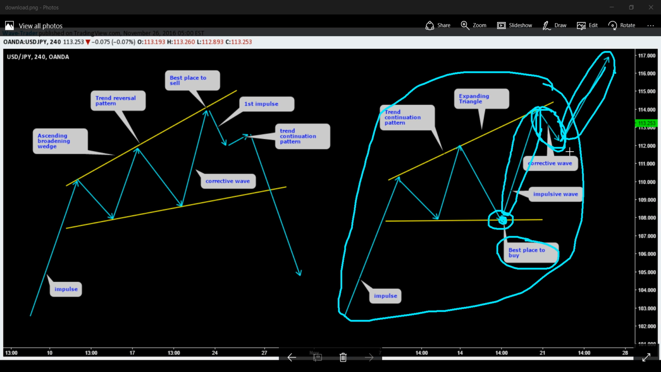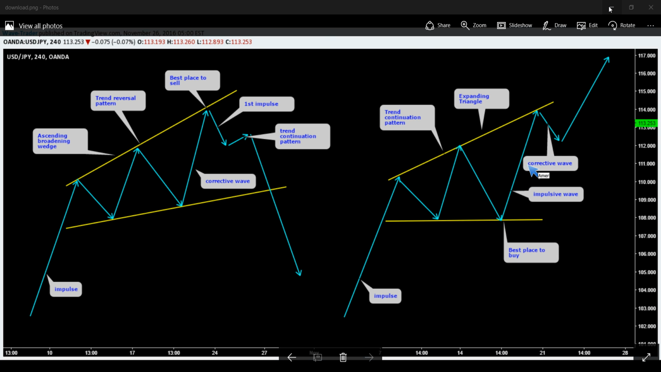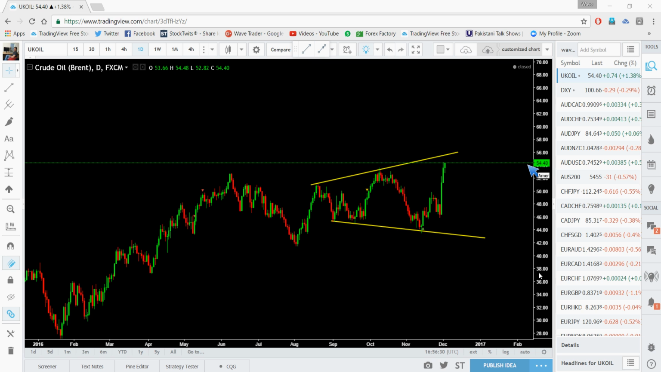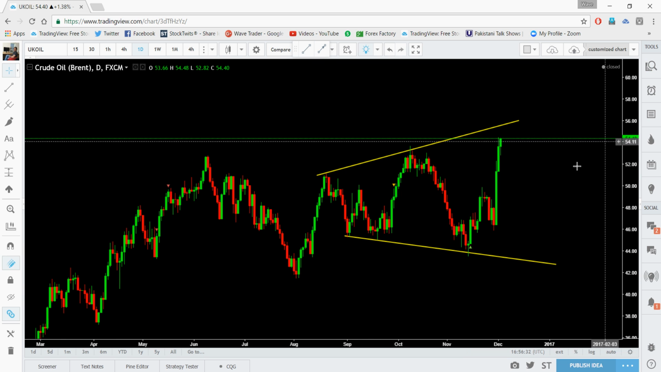If we see this wave as an impulsive wave to the downside, then definitely we're going to look for the reversal to the downside. This is the specific part we're going to look for. The previous wave is a strong impulsive wave, which is giving a signal that price can continue to the upside. This is the pattern we found before its formation.